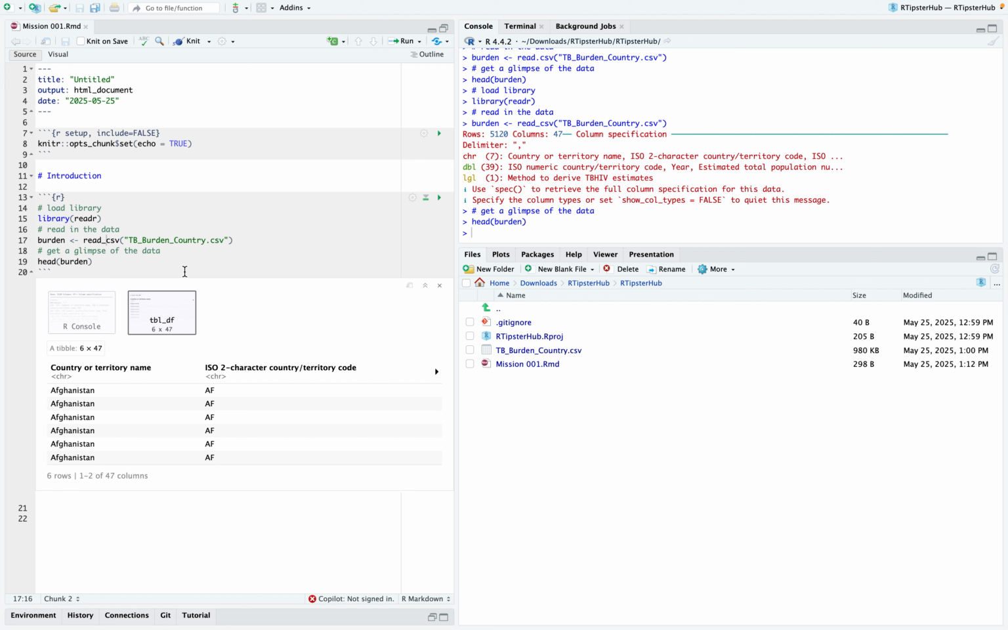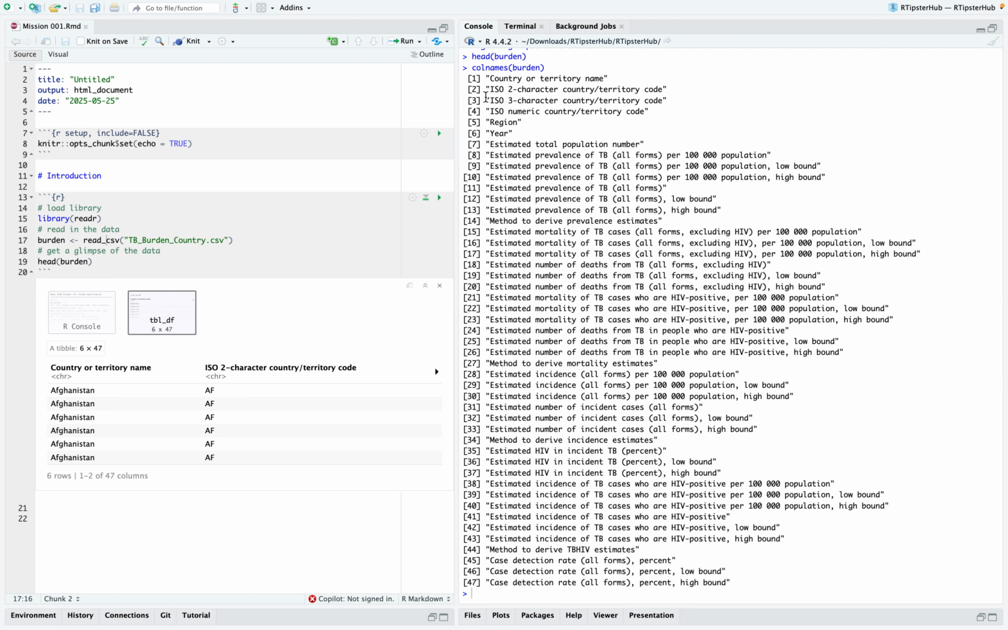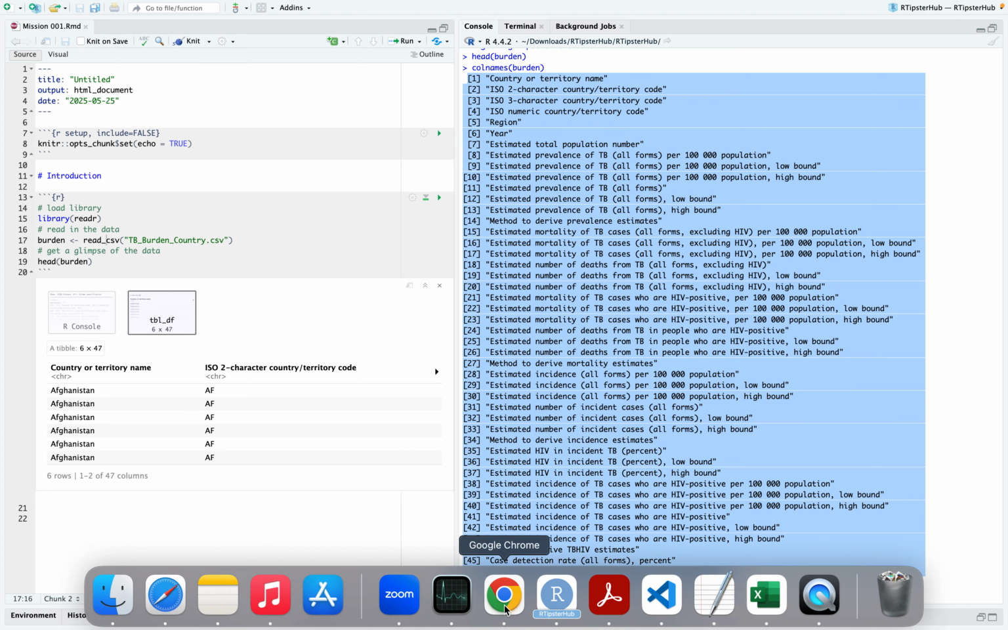So that's why I prefer using readr rather than the base R function that is available. Next, I'm going to use the console to get the names of the columns that we have. So burden, and there we go. So 47, and then I'm going to copy them.